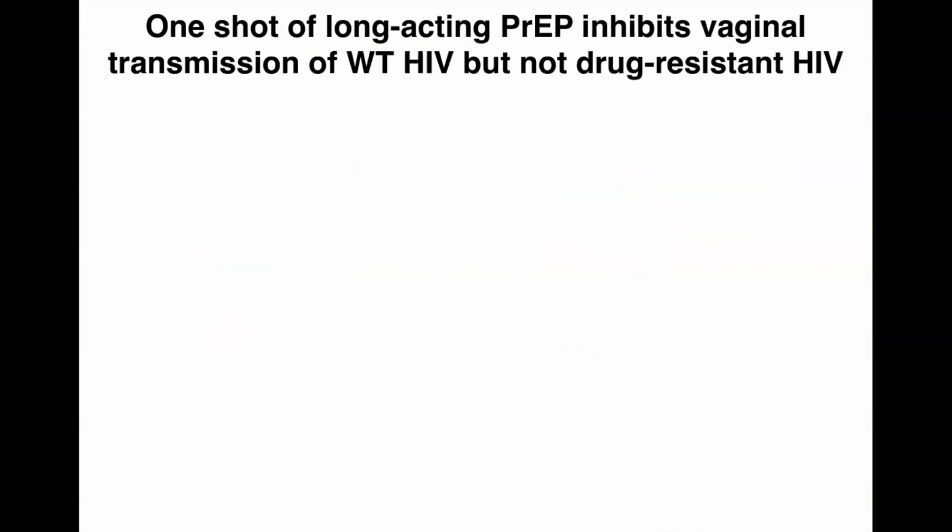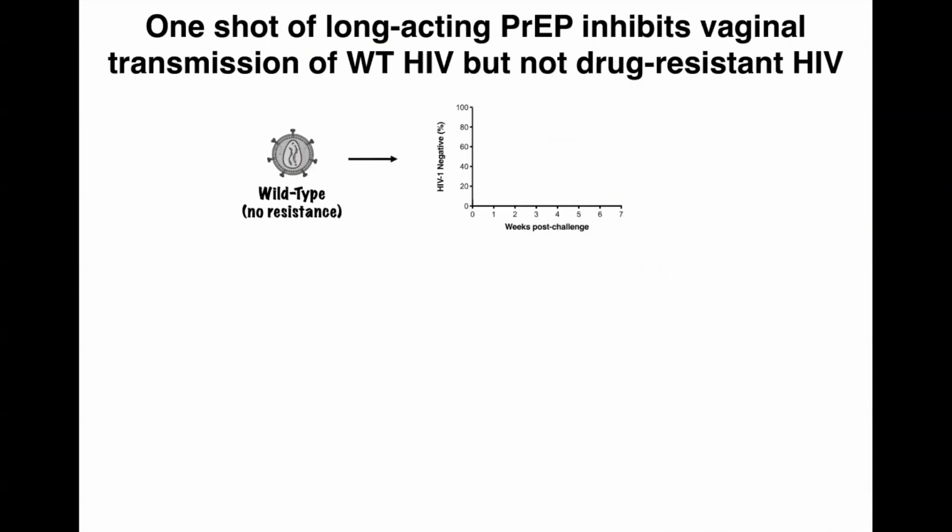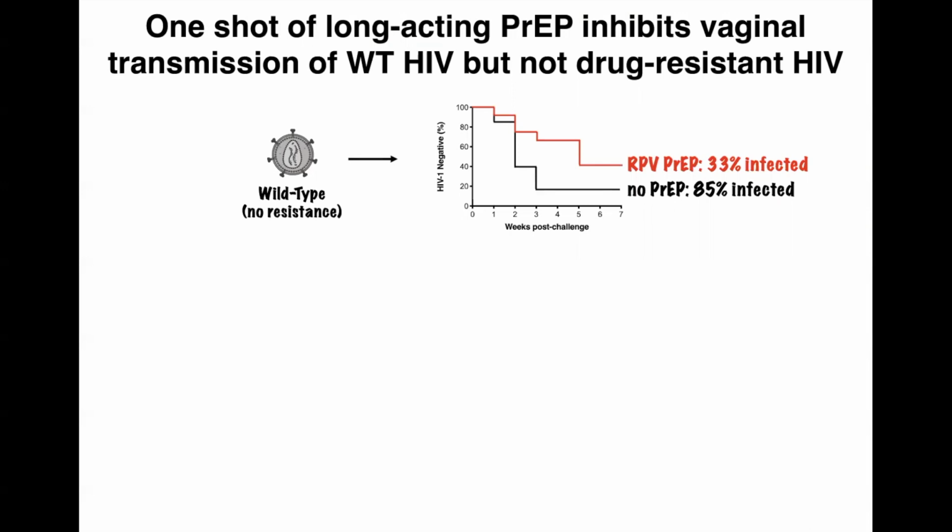Using wild-type HIV, most of the mice that did not receive PrEP became infected within 3 weeks after virus challenge. However, the mice that received PrEP prior to HIV challenge were not infected as readily. By week 5 post-challenge, only 33% became infected, but a few mice had delayed transmission and infection.